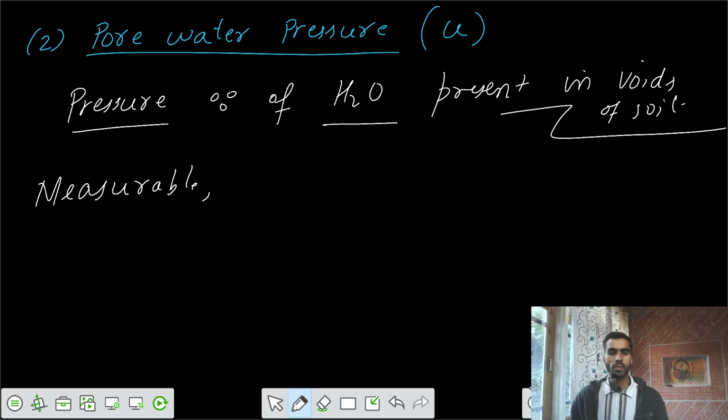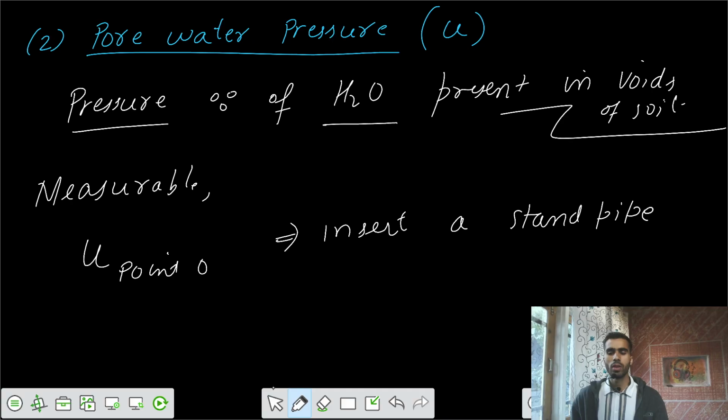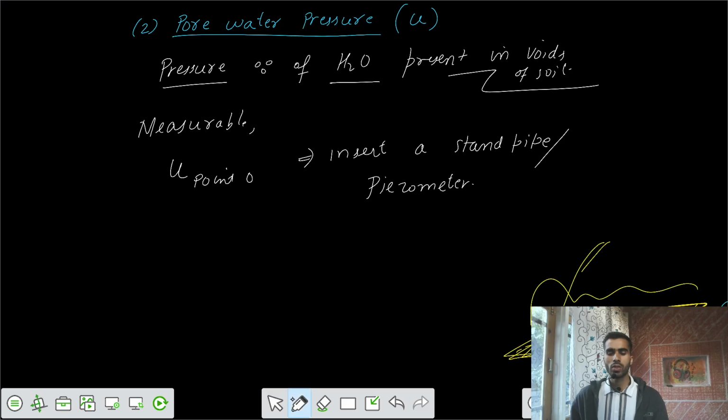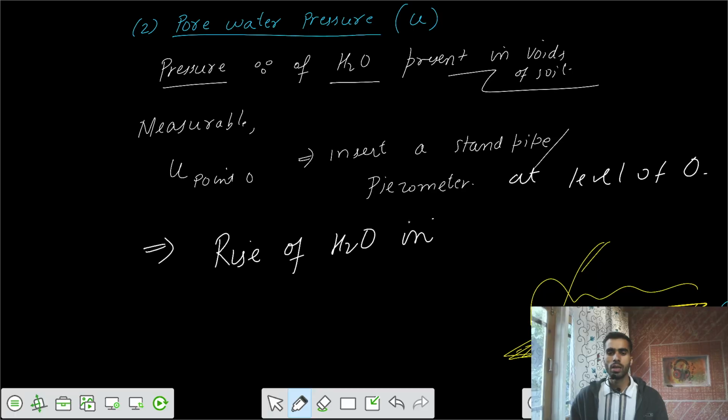So how do we measure it? Say you want to find the pore water pressure at any point O. You insert a standpipe, or sometimes we can also use a piezometer. You insert this standpipe or piezometer at the level of point O, and then see how much the water rises in that pipe, in the piezometer.